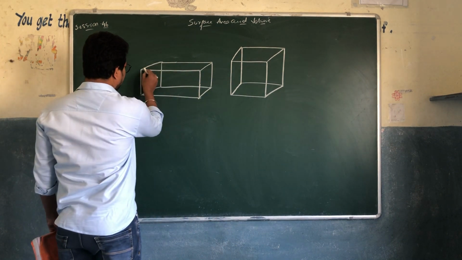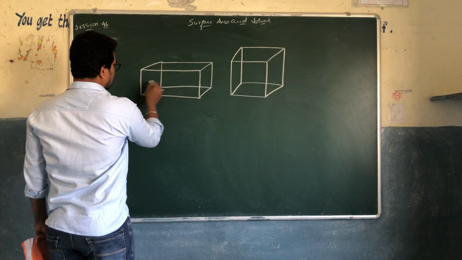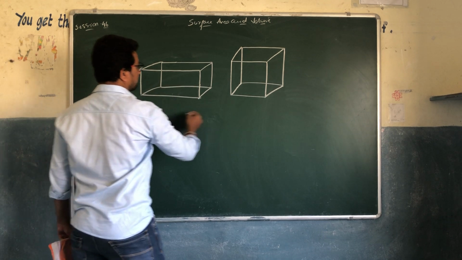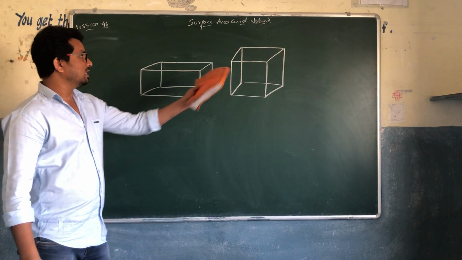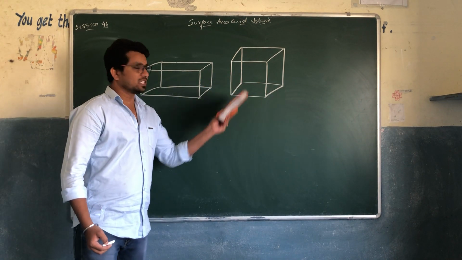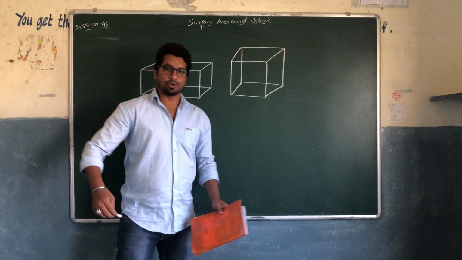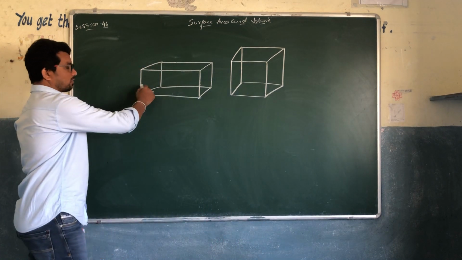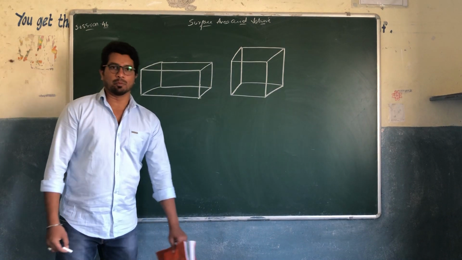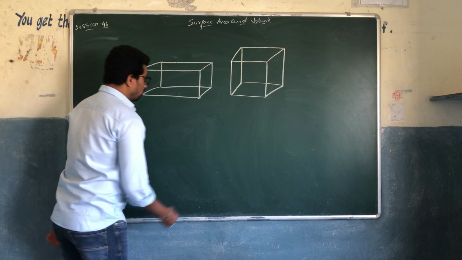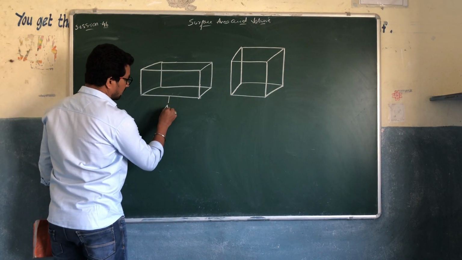See, observe this front face. Only front face. Opposite sides are equal. Right? Similarly here, all the sides are equal. So if all the sides are equal and it has 6 faces, then it is called cube. And if opposite sides are equal and it is in the shape of rectangle, then it will be called as cuboid, right? And in cuboid, this is length.